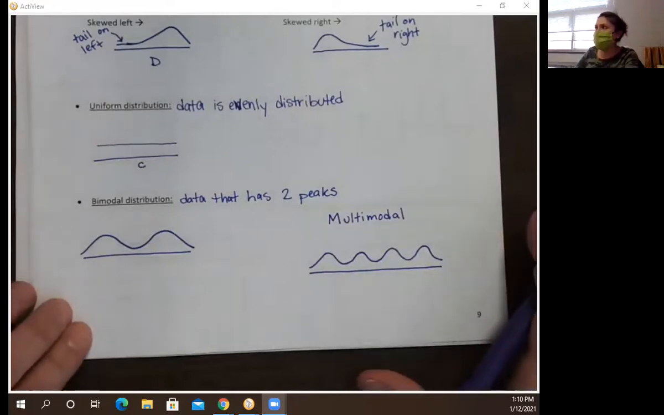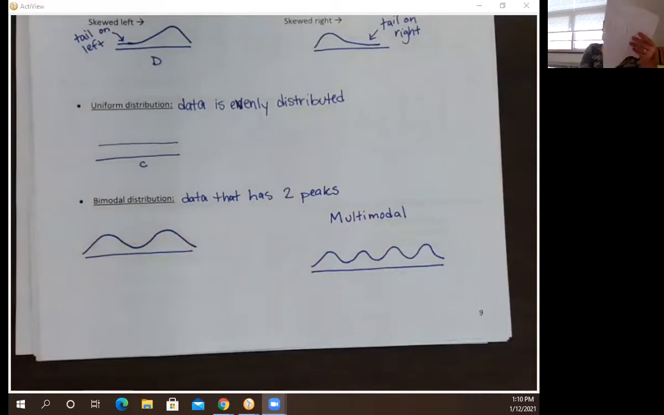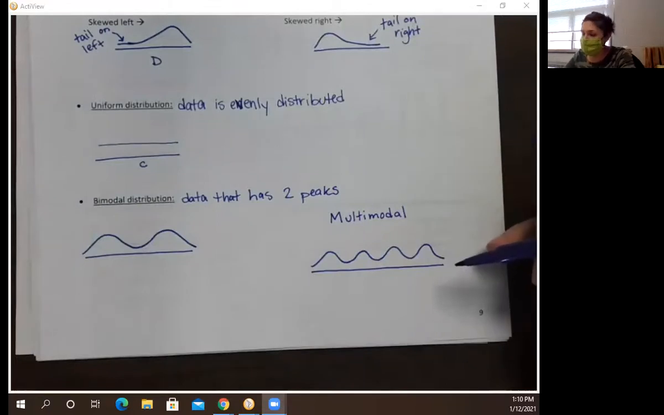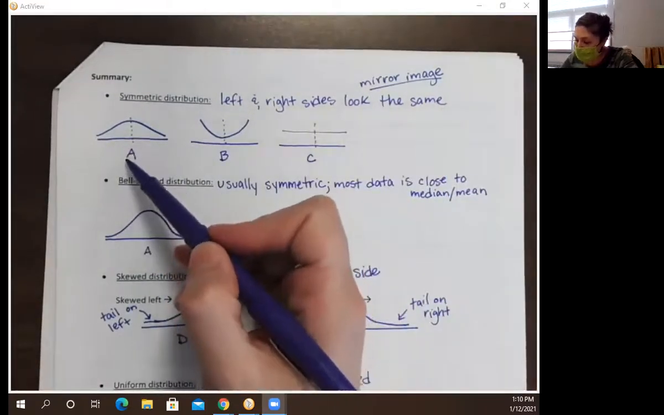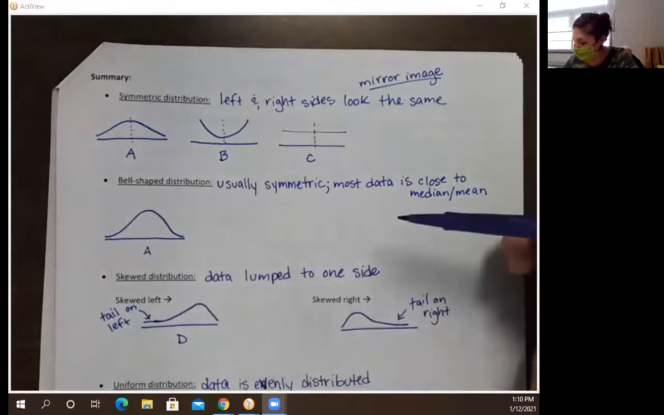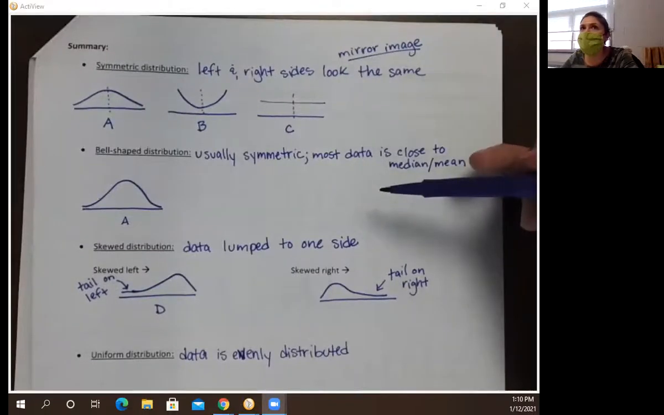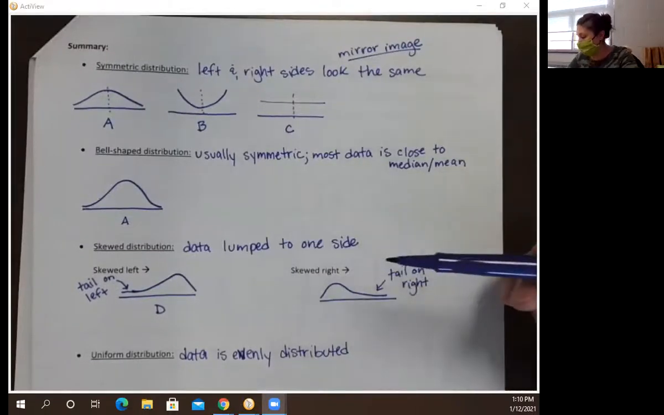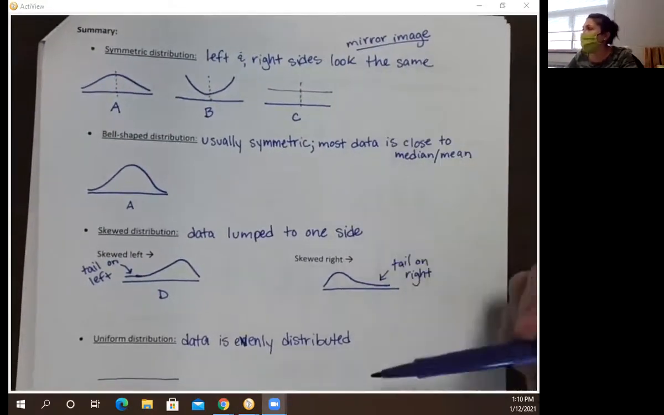Questions for me on page 9 on any of those distributions? Okay, so distributions can fit one or multiple of these descriptions. We saw as we talked through each of these that A was both symmetric and bell-shaped. C was symmetric and uniform. So we can have distributions that fit more than one of these categories. We could also have distributions that really don't fit any of these categories, but these are the big ones that we're going to focus on.